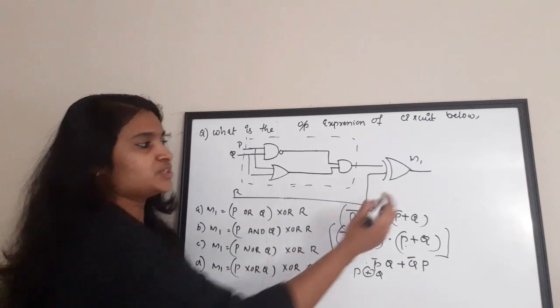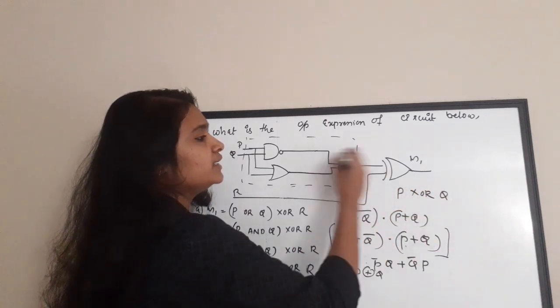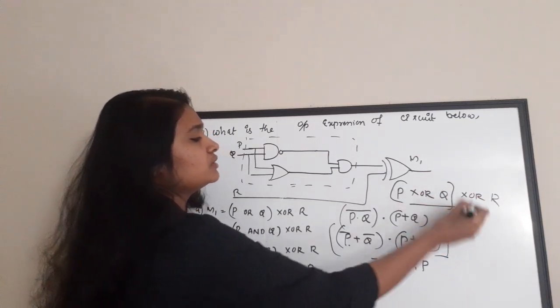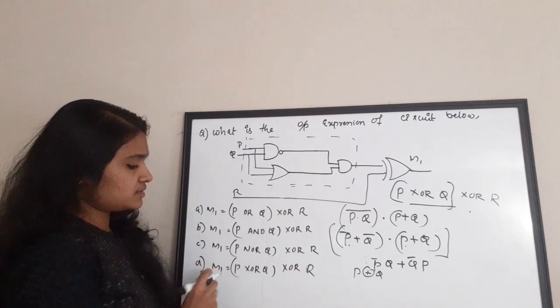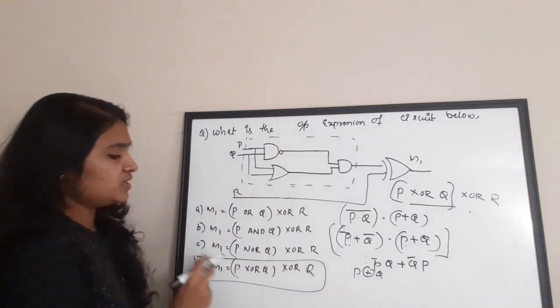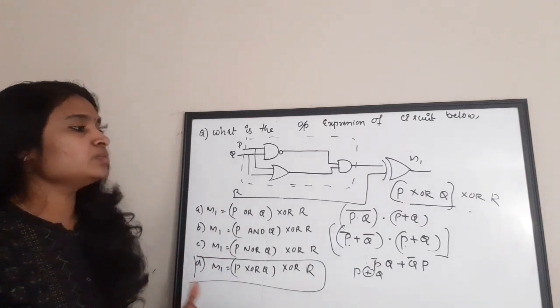So what is our expression? It is P XOR Q. Then again the last term is XOR R. This is your expression. So which is your correct answer? Correct answer is option D, that is P XOR Q XOR R. So I hope this is clear.